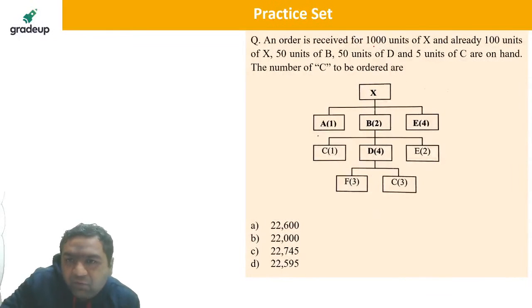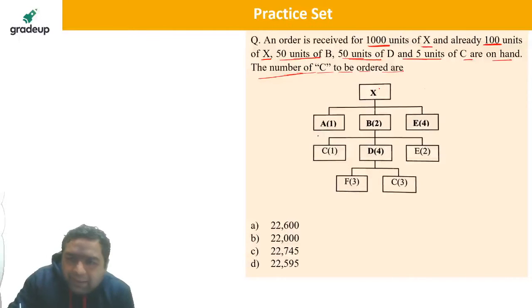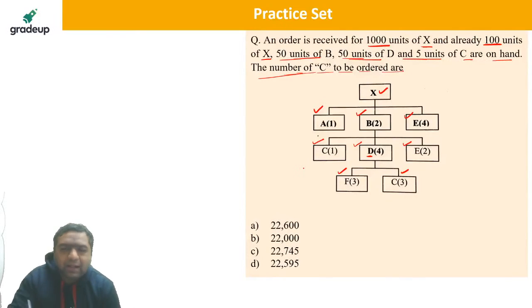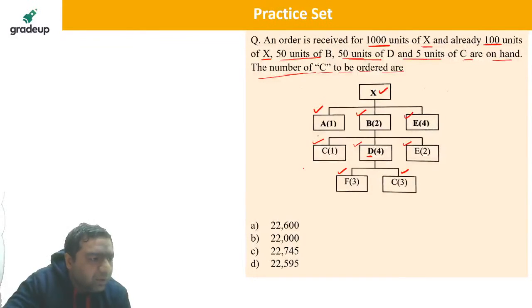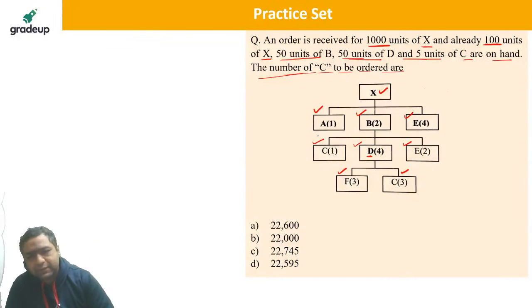An order is received for 1000 units of X, and already 100 units of X, 50 units of B, 50 units of D, and 5 units of C are on hand. The number of C to be ordered. Here this table means 1 unit of X requires 1 unit of A, 2 units of B, 4 units of E. Then 1 unit of B requires 1 unit of C, 4 units of D and 2 units of E. Then 1 unit of D requires 3 units of F, 3 units of C. That is the meaning of this table. Try to solve this. We have similar kinds of questions. I have covered all the types.